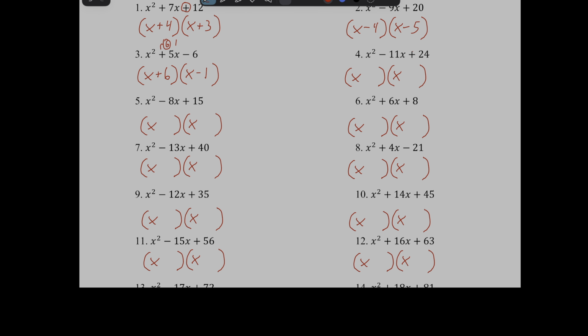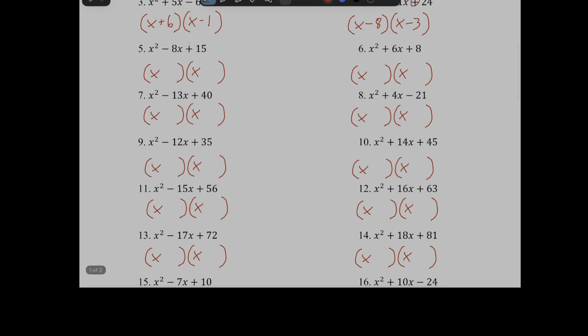Third term is positive, which means the signs are the same. Take the sign of the middle number, minus minus. What multiplies to 24 and adds to the middle? That's going to be 8 and 3, which add to 11 and multiply to 24. Number 5, the third term is positive, so the signs are the same. Take the sign of the middle number, so it's going to be minus minus. What multiplies to 15 and adds to 8? It's going to be 5 and 3. Number 6, third term is positive, signs are the same. Take the sign of the middle number, plus plus. Multiplies to 8 and adds to 6, that would be 4 and 2.